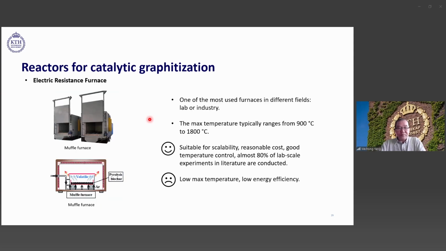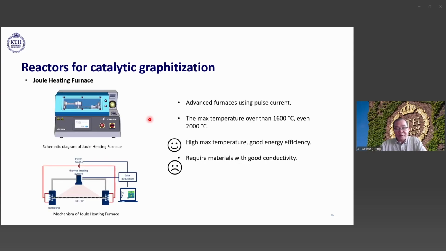Another hot topic is flash heating or joule heating, which means we make pellets, a bed of the carbon materials. You use the material itself as a catalyst and as the heat resistor. Then you put the negative and positive electrodes in, and you heat up. That is the joule heating furnace.